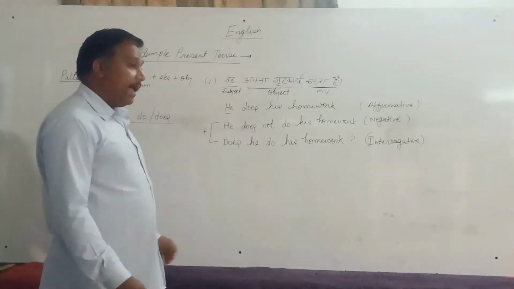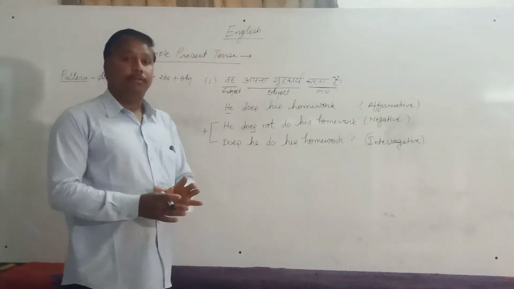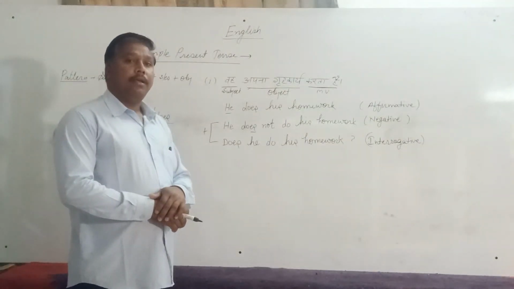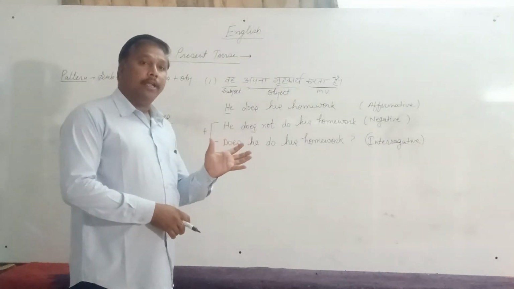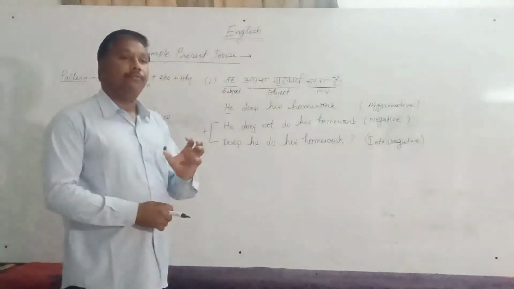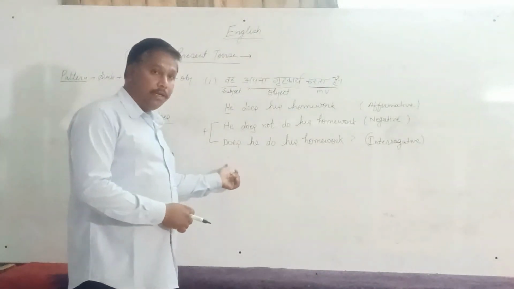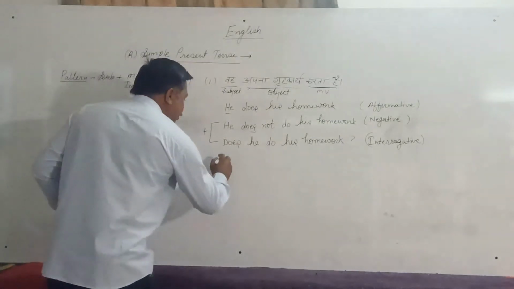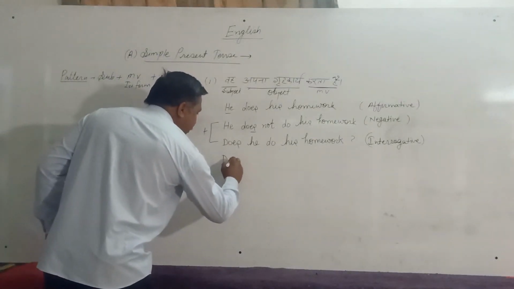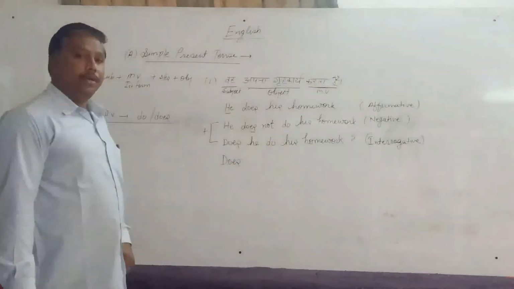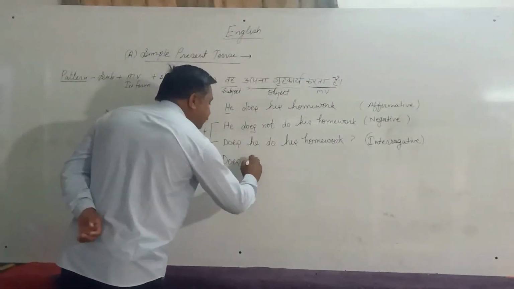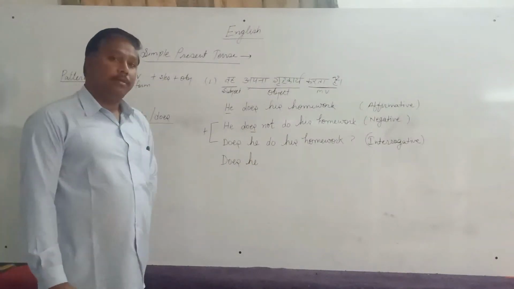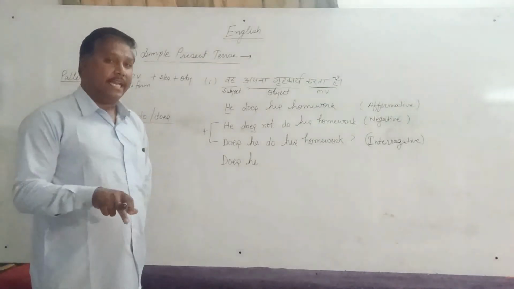So what will it be? As I am telling you, according to our type of sentence, that is interrogative negative. First of all, we will create an interrogative, and for creating an interrogative sentence we use a helping verb. So we will start the last sentence with the helping verb does, and then the subject, and according to the name of the sentence, negative also.